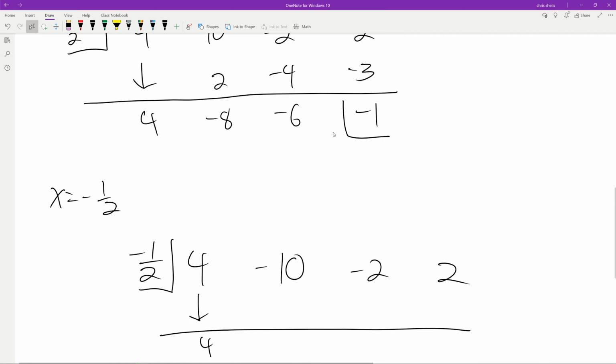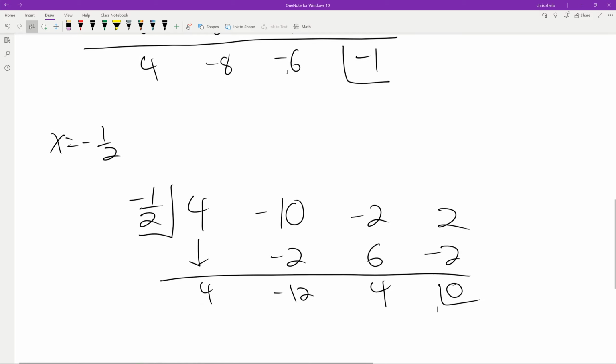The 4 comes straight down. 4 times negative 1/2 is negative 2. Negative 10 plus negative 2 is negative 12, times negative 1/2 is 6. Negative 2 plus 6 is 4, times negative 1/2 is negative 2. I get a remainder of 0. This means that x equals negative 1/2 is a 0.